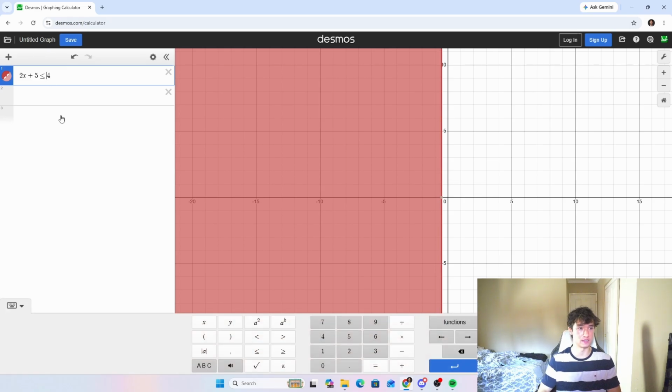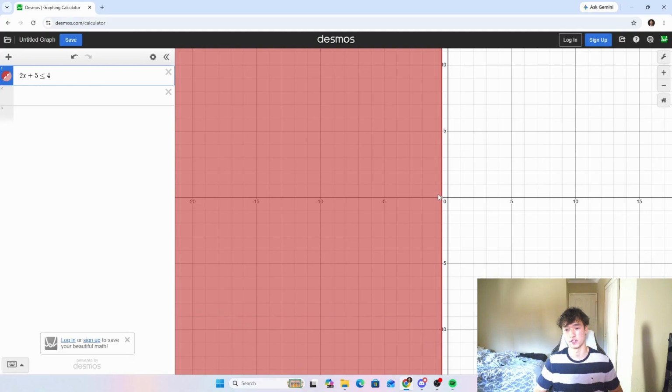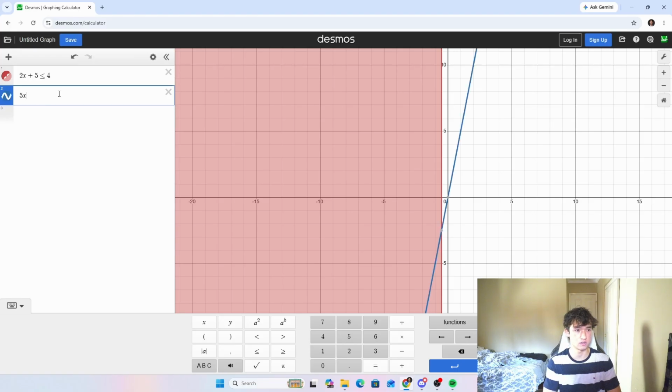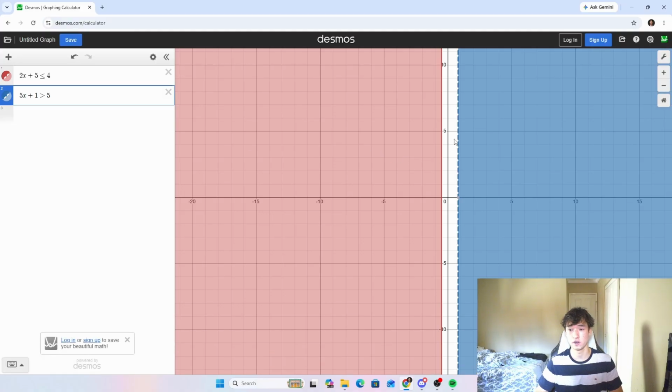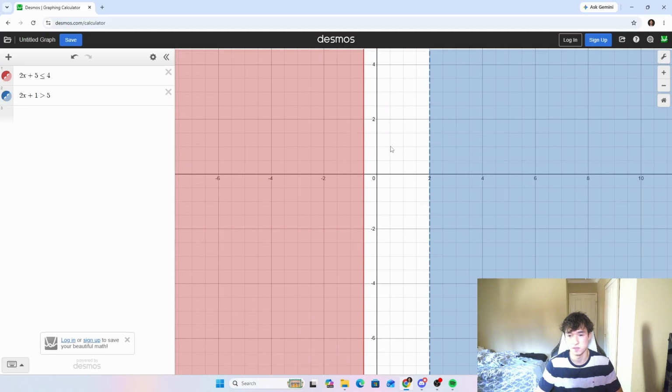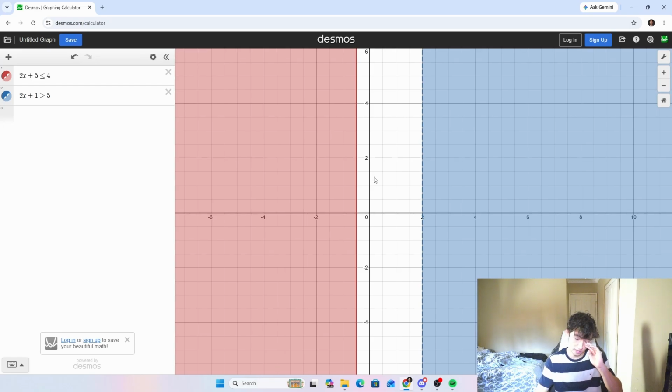Now, let's say that this is less than or equal to. Now it's a solid line, right? So now it actually includes the -0.5. And if you had a system of inequalities, let's do something like this. Inequalities that do not intersect, ever, this system of inequalities would have no solutions.